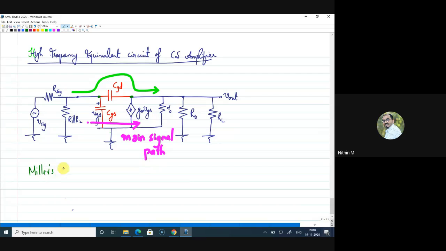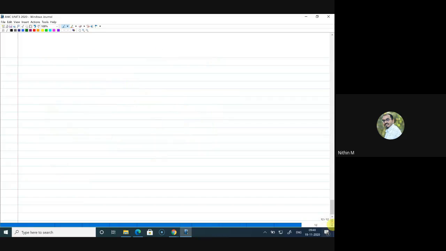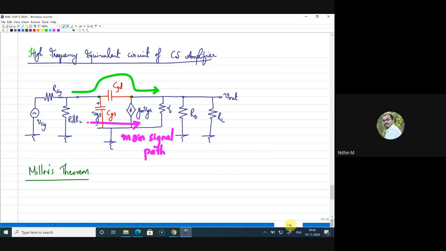Have you come across this theorem in your network analysis class? Can I get the answer in the chat box? Any answers? No, all right. Probably you would have learned about Millman's theorem, but not Miller's theorem, right? So let me explain what Miller's theorem is. After understanding Miller's theorem, we'll go back and analyze this circuit.